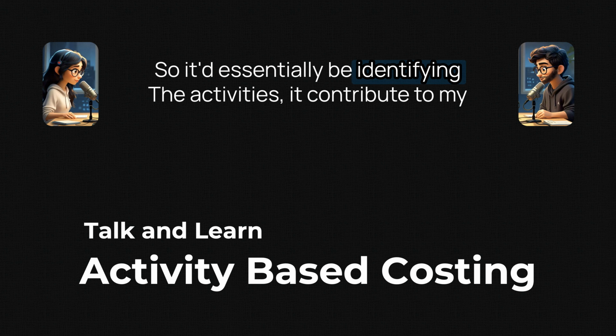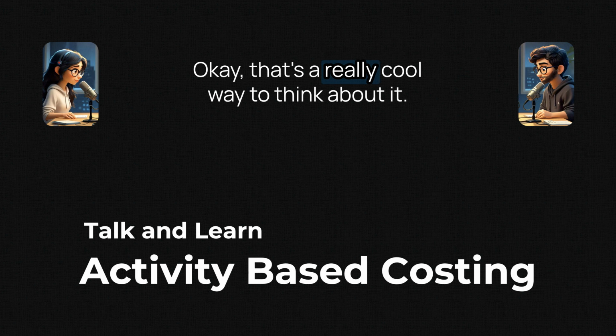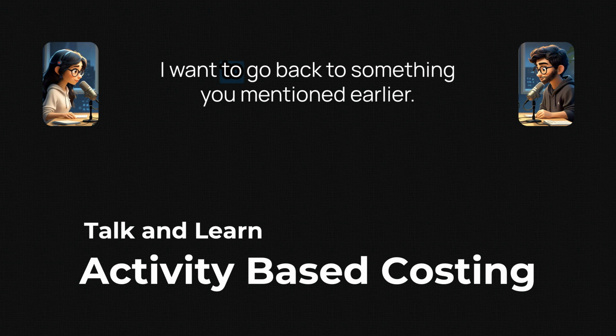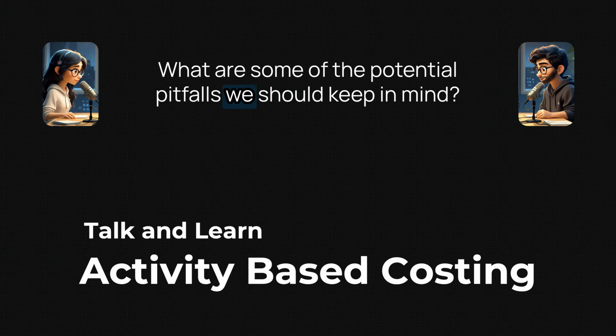So I'd essentially be identifying the activities that contribute to my overall spending and figuring out what drives the cost of each activity. That's a really cool way to think about it. I'm definitely going to try that. Now, before we wrap up, I want to go back to something you mentioned earlier, the limitations of ABC. What are some of the potential pitfalls we should keep in mind?